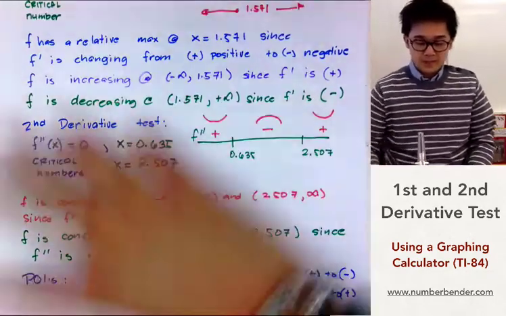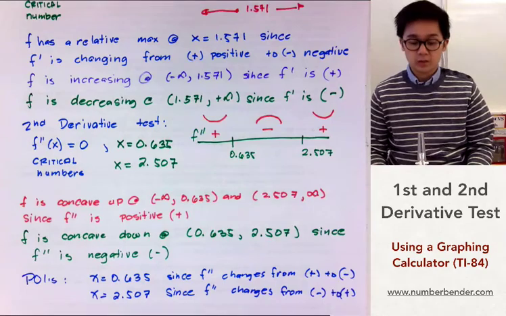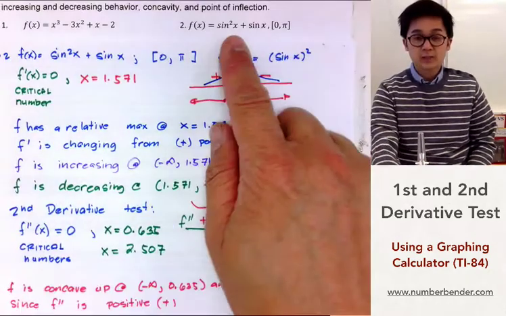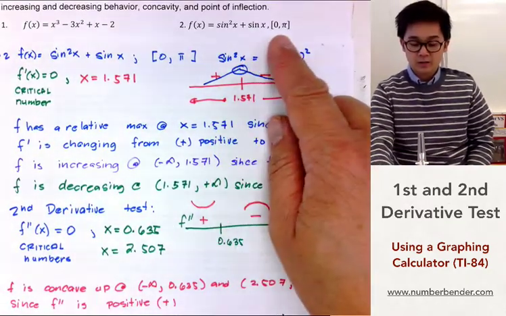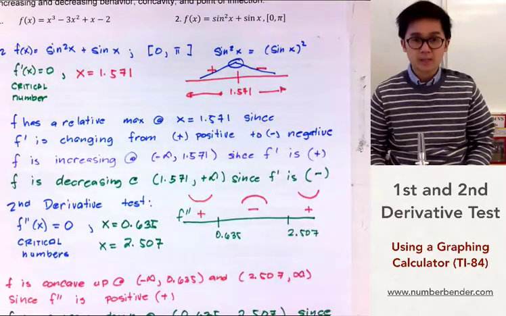So this is our analysis for the function sine squared x plus sine x on the interval 0 to pi using the TI-84.